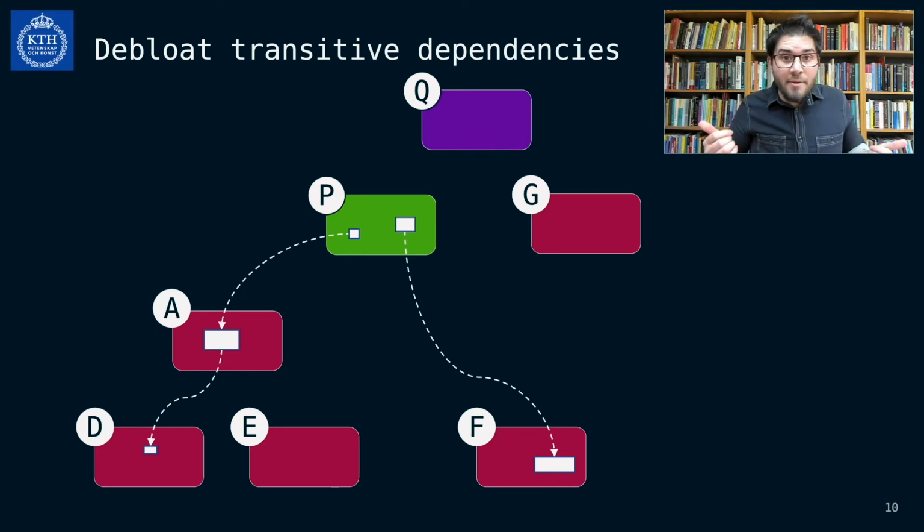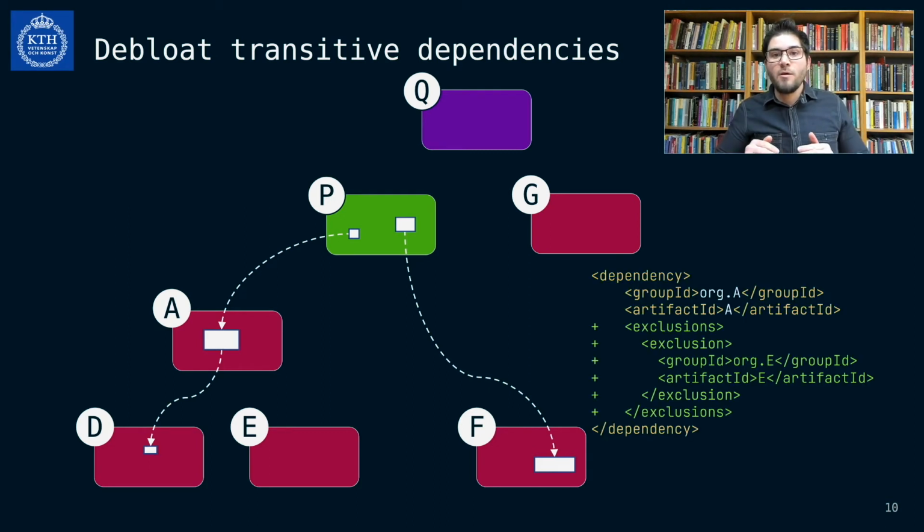Notice that maybe A uses E. However, in the context of the project P, E is not used because there doesn't exist any bytecode call to E in the part of A that is used by P. This way, E can be safely removed from A in the POM, which means that it will no longer be part of the dependency tree of P.